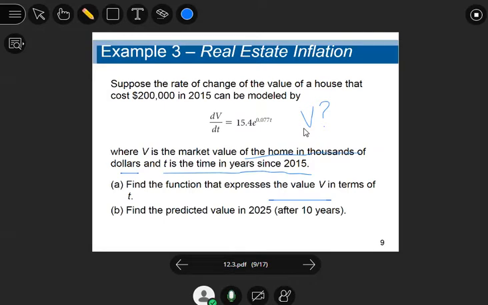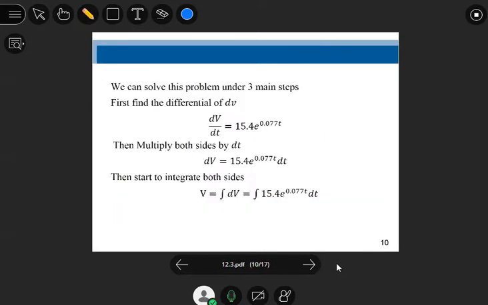Okay, so this is a new problem for you. To solve this problem I mainly use 3 steps. Our final goal must be to find what v is. So this is the given information. First, find the differential. You have already learned how to find a differential.